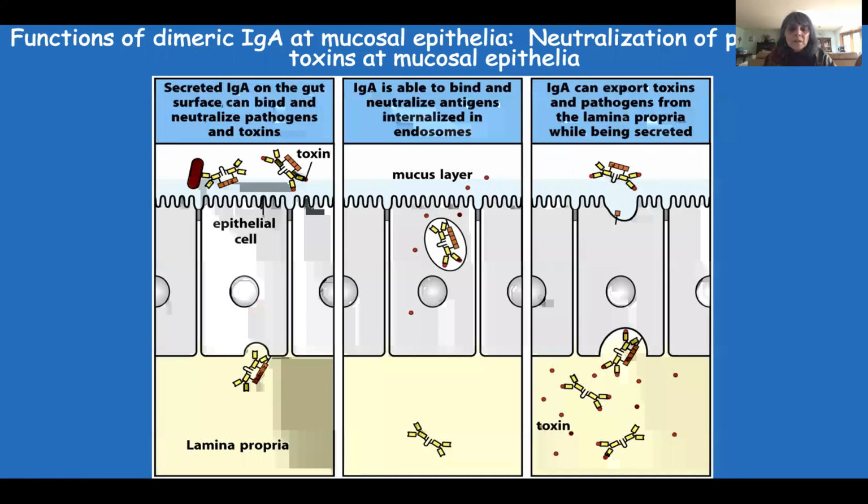So at mucosal epithelia, such as in the nose or the lungs, this is where the pathogen would enter across the mucosal layer. So this is the inside of the body, that's the outside. And this is how pathogens enter. But if you have generated an IgA response, the interesting thing about IgA is that they can cross this epithelial cell barrier by binding to a special receptor. And that means that they can come out to the mucosal surface where they're shed.